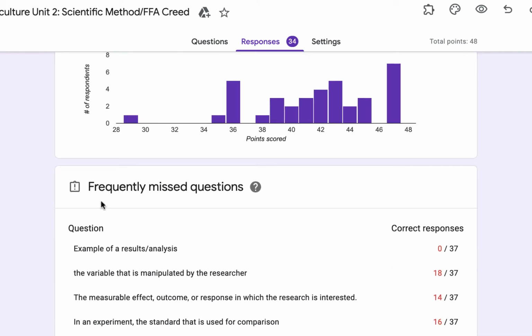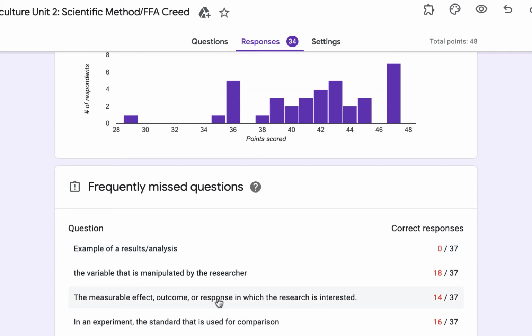Next thing that can be very important is the frequently missed questions. So for example, we have about half of the students getting these questions wrong. And this one was 0. So this kind of throws me off a little bit, that maybe I accidentally chose the wrong answer. Maybe I was copying the question and forgot to change the answer key on that one. So I'd want to double check that one.